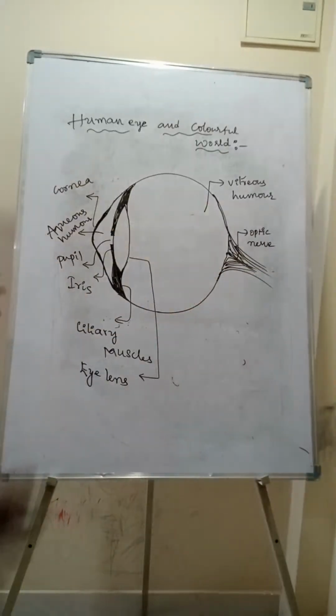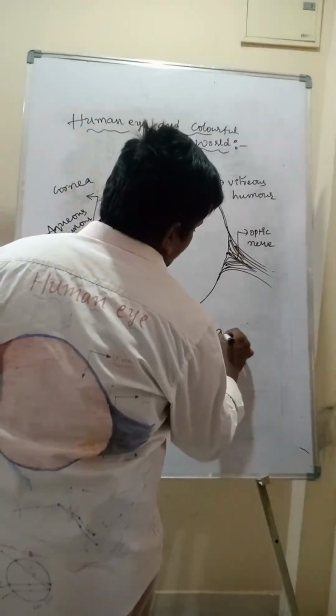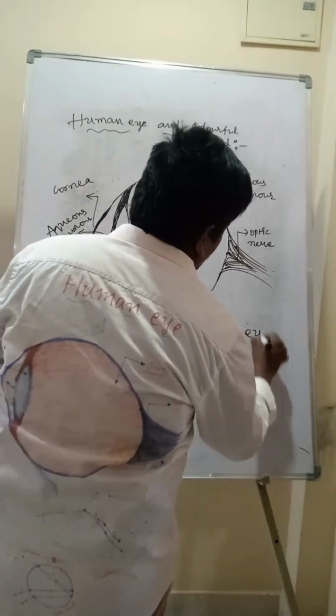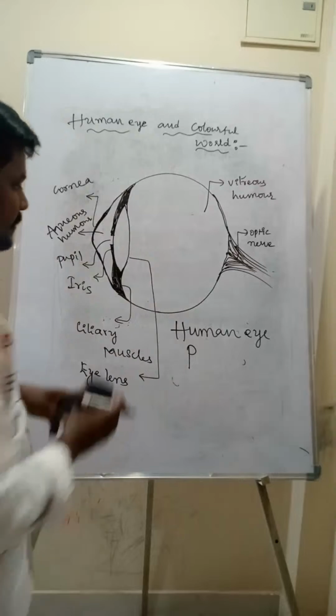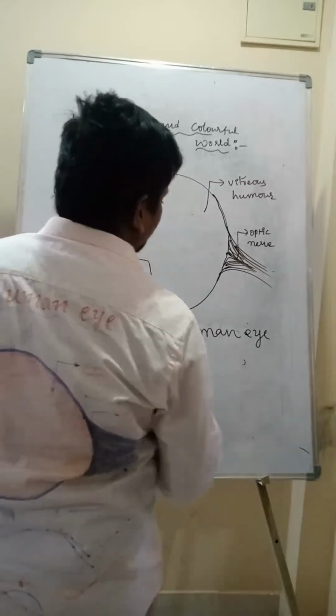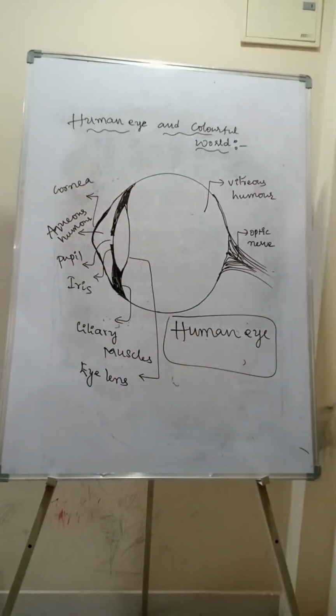So these are the parts of the human eye. This is a human eye.